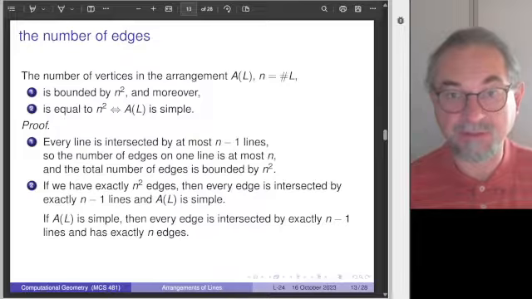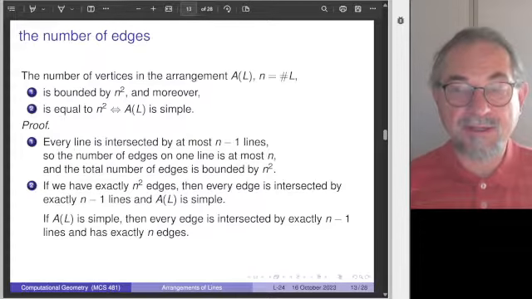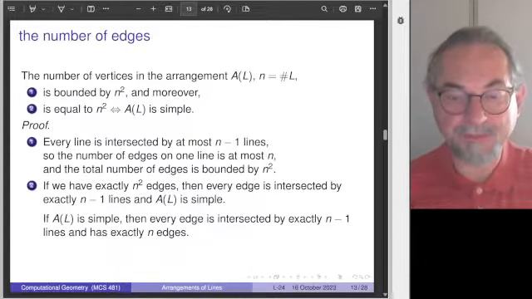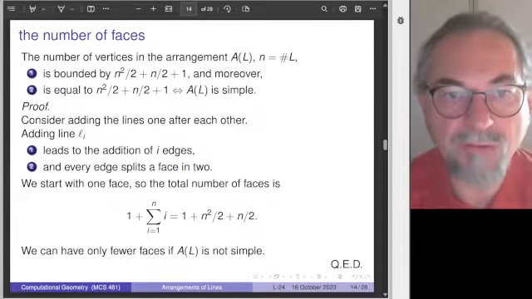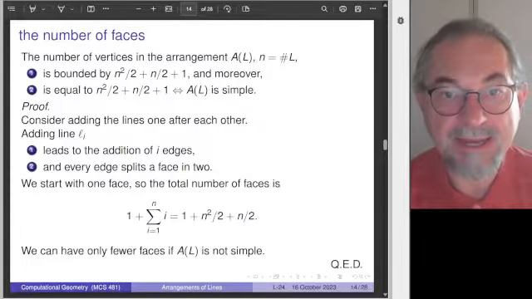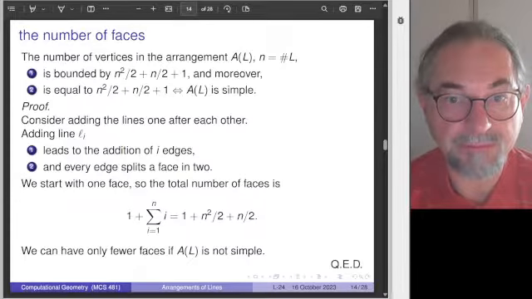If we have a simple arrangement, no parallel lines, no 3 or more lines that intersect in the same vertex. Okay, very well. We're almost done. The number of faces now. Well, we have an exact bound, and again, that bound is reached when the arrangement is simple.